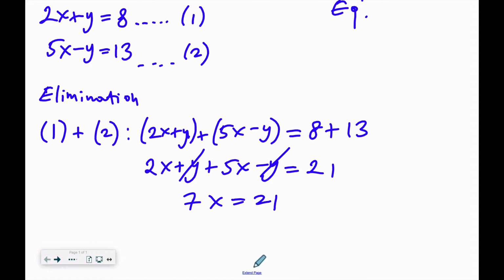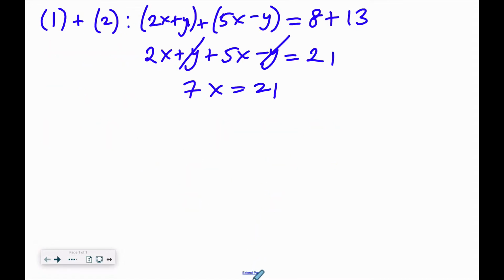From here, the next step is to divide both sides, the left hand side and the right hand side, by 7. 7 here and 7 there. In this way, 7 and 7 will go away, so we are going to have x equal to 3, because 21 divided by 7 is 3. So we have found x is equal to 3.